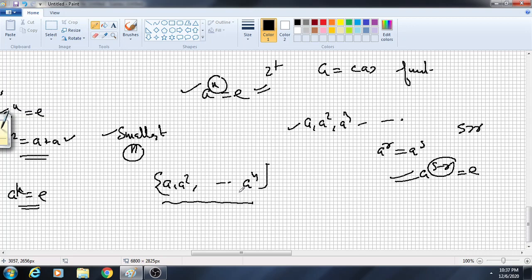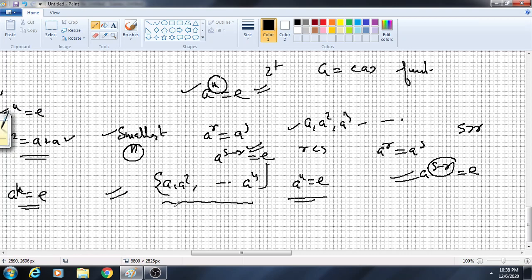So how could we prove that? Suppose two elements are equal. What will happen if some a raised to r is equal to a raised to s, where r and s are between 1 and n? If that happens, then a raised to s minus r will be e. But if you take r less than s, that means we have got a positive integer less than n which has the property that a raised to s minus r is equal to e. That is not possible because we have chosen n to be the smallest such integer with the property that a raised to n is equal to e. We have now obtained that all these elements are entirely different.